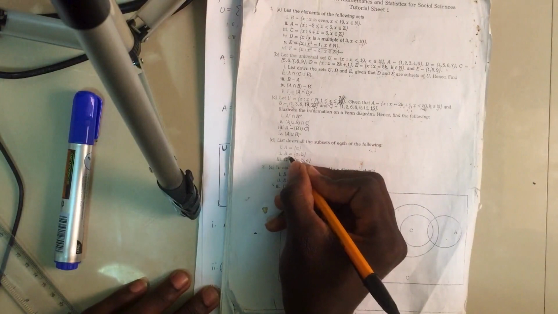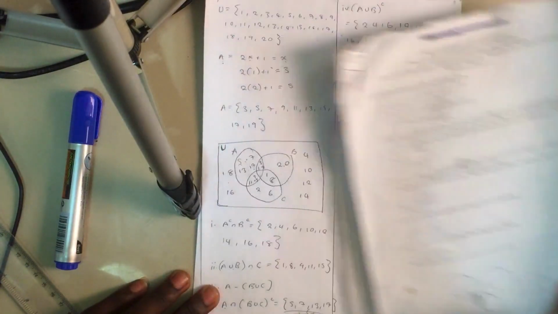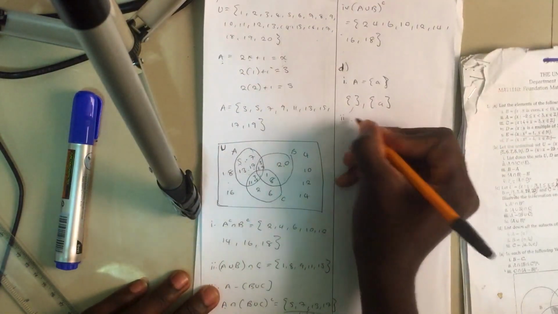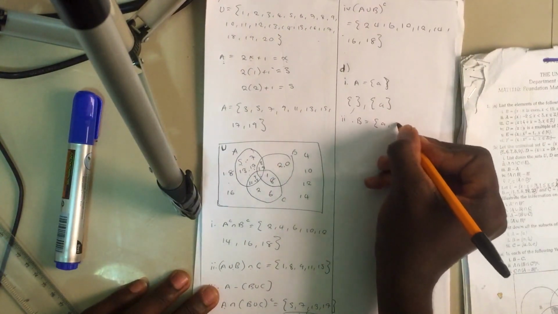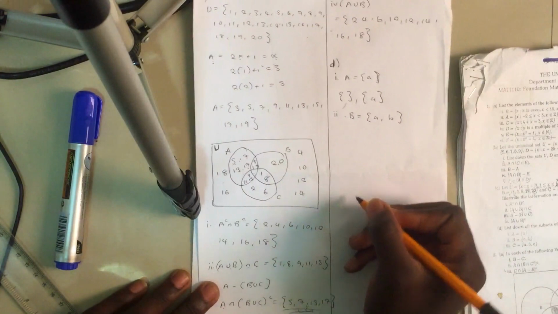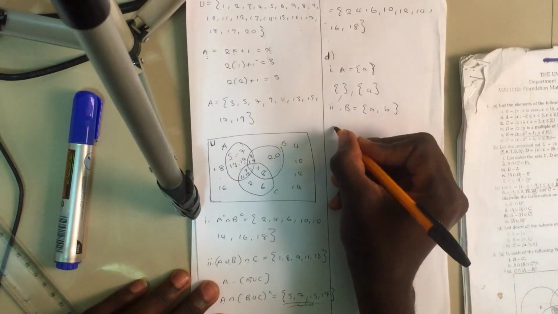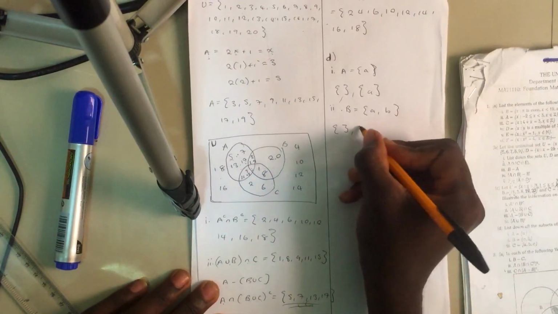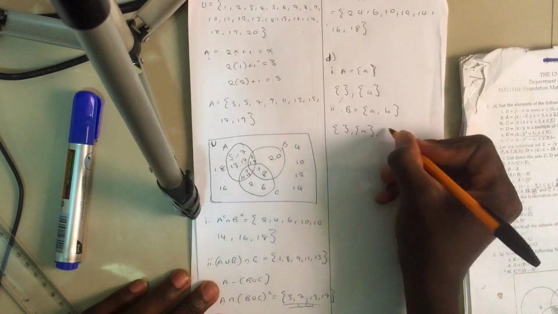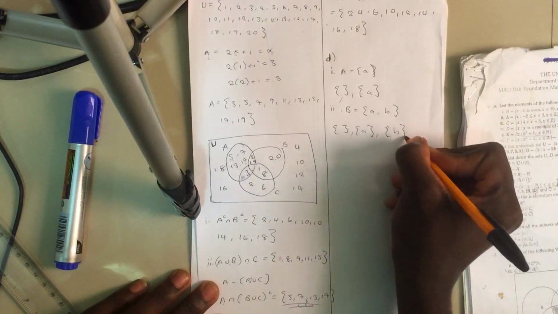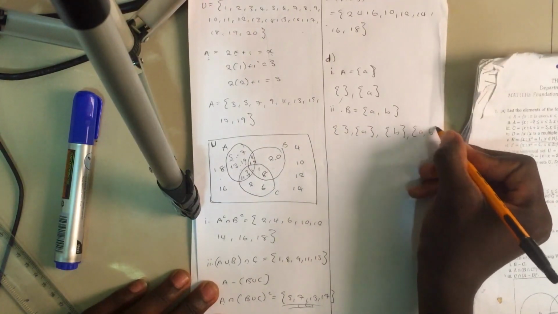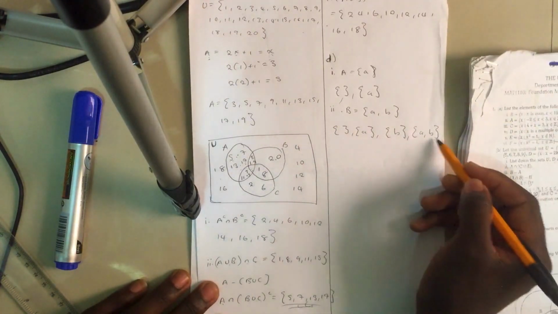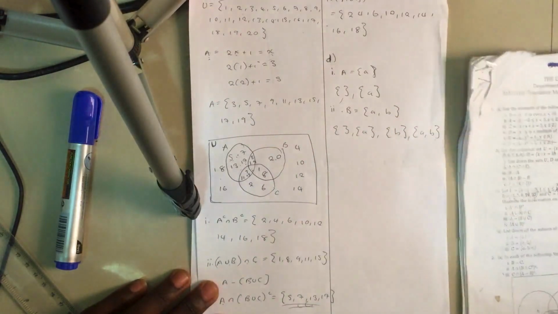Question 2 here says B is equal to {A, B}. To list down the subsets, we're going to start with an empty set, then A alone, then B alone, and finally A and B. So we have 4 subsets of {A, B}.